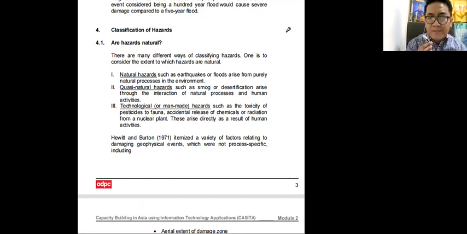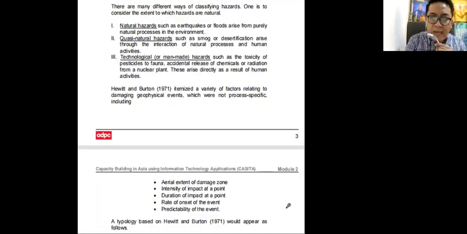Yun yung pinakasasabihin natin man-made hazard. Now, meron po tayo nabanggit dito si Hewitt and Burton, year 1971, that itemized a variety of factors relating to damaging geophysical events which were not process-specific, including the areal extent of damage zone, intensity of impact at point, duration of impact at a point, rate of onset of the event, and predictability of the event. Ito po yung basihan nila. Ito yung process-specific na basihan po ng mga ilang bagay patungkol po sa tinatawag nating hazard.